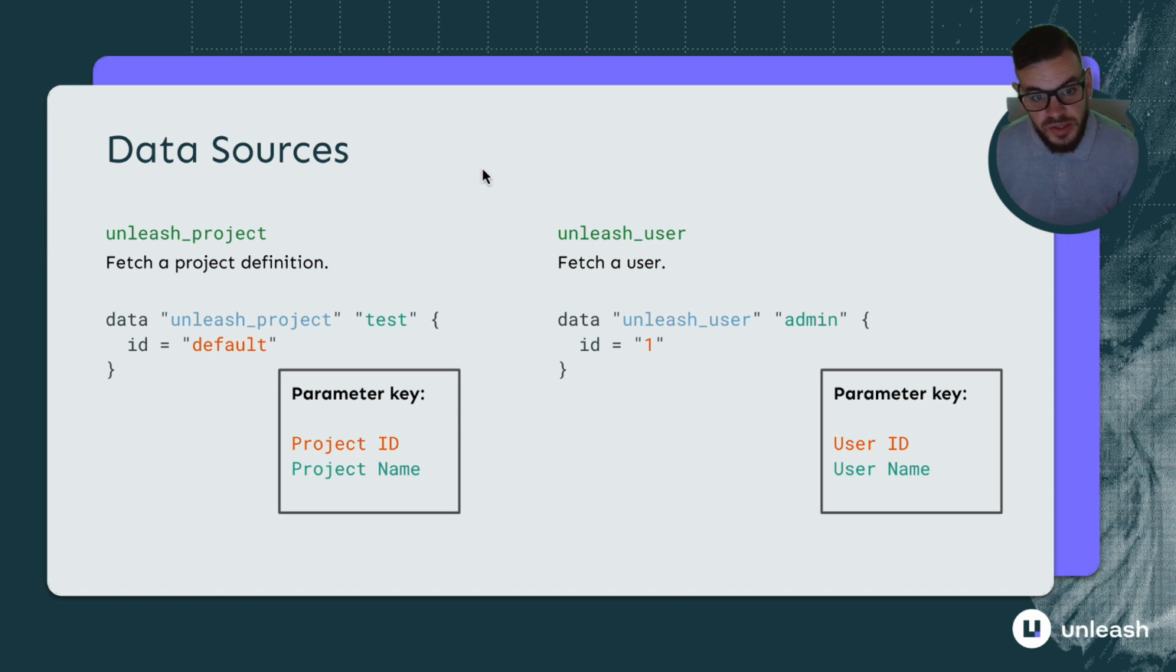Onto data sources. These let you fetch project definitions and users respectively. The required fields are called out in red: the project ID for projects, the user ID for users. Other fields are sort of read-only and defined elsewhere and are optional.